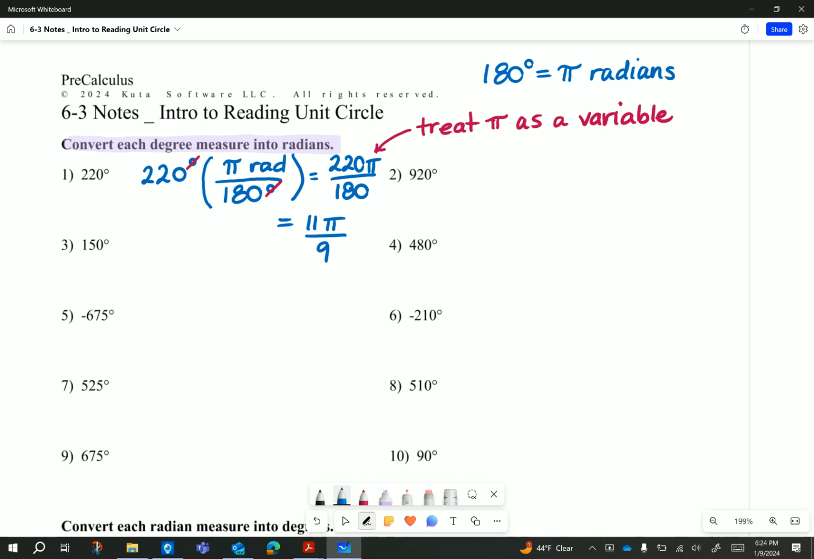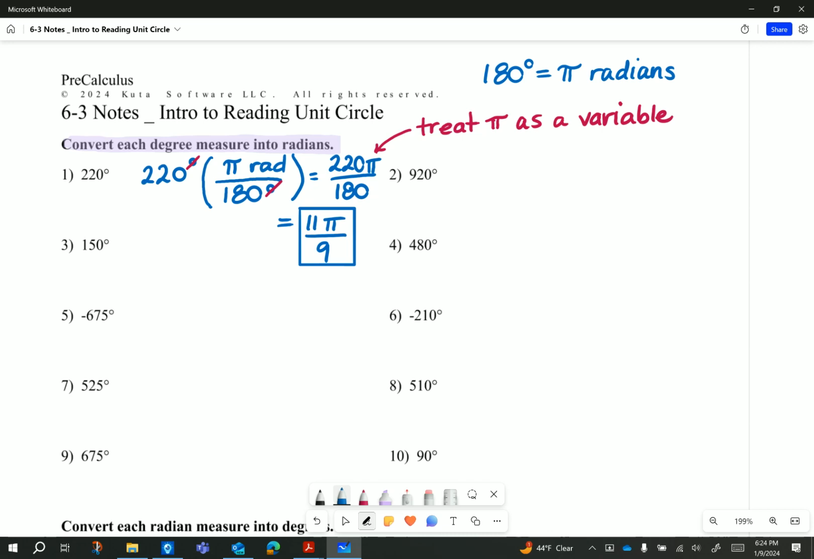So 11 pi over 9 radians is your answer. Now, if they ask you to round in Delta Math, I do need you to put it in the calculator as far as the pi is concerned. So let me go back up here and hit enter. And I'm going to put pi here.